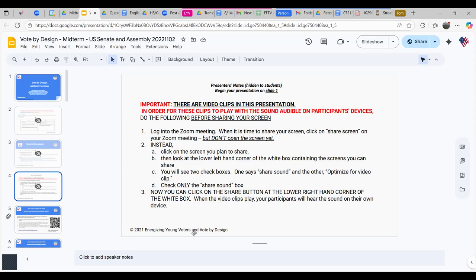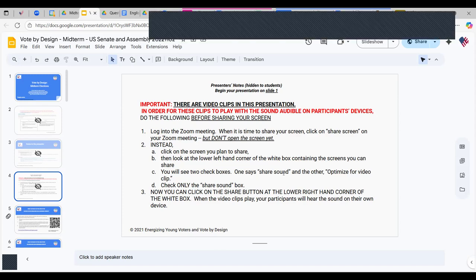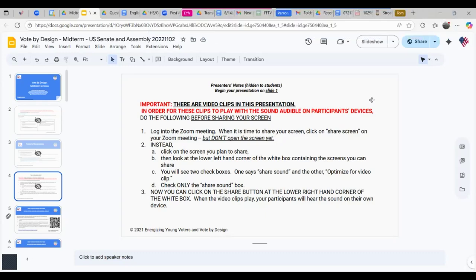When you're doing it online, I can't show you this because of the way the screens are set up. But when you go to the share button, if you look to the right-hand side, you will see, on mine, it's 3 boxes. One of them says share sound. One of them says optimize for remote presentations, I think. I check those 2 boxes. And once I do that, then anytime I share my screen that day, it will be a good picture, and the audio will come through to the people on the other side.